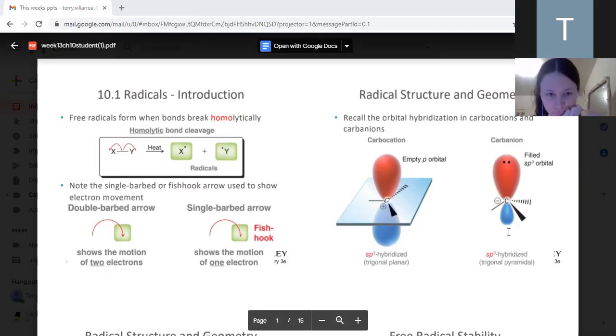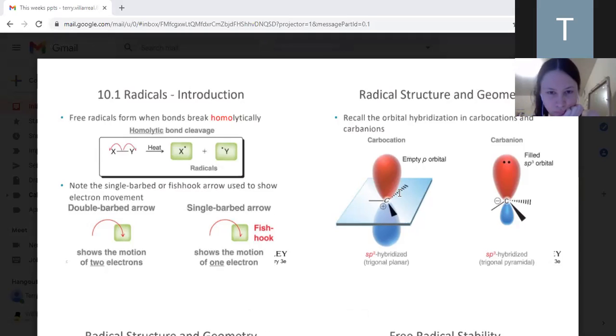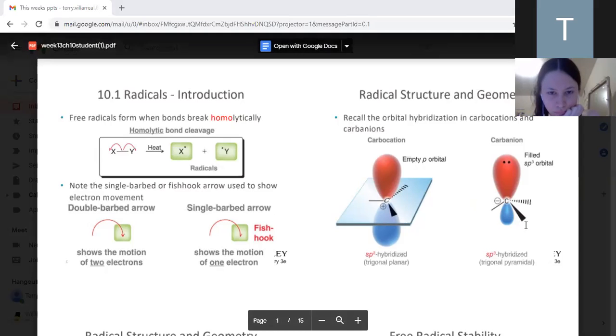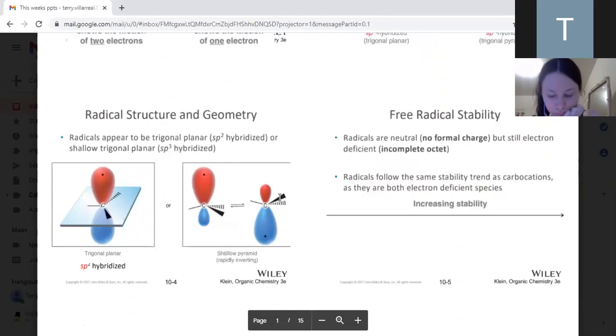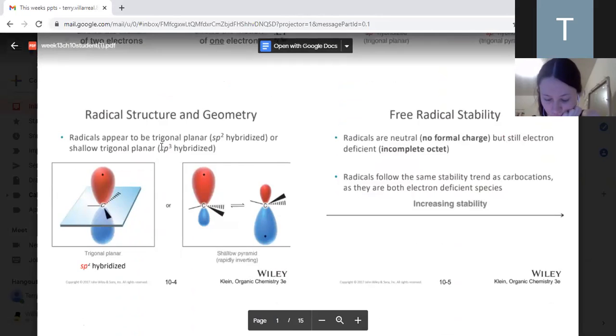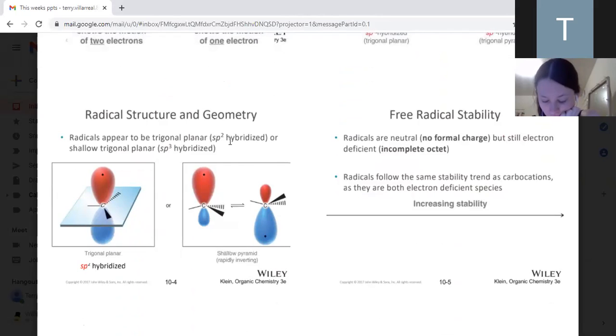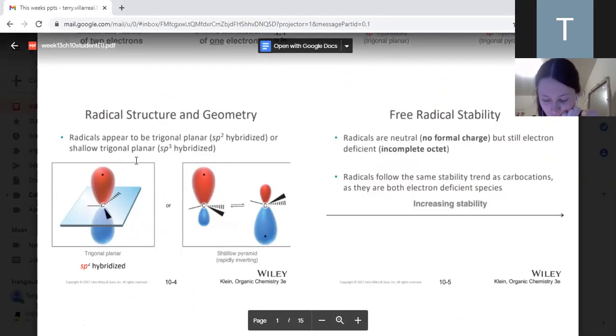But when we have a carbanion, a carbon with a lone pair, this is still sp3 hybridized. The difference here is that carbocations have an empty p orbital, and the carbanion has a full p orbital. This is going to be important because now when we think about the radical structure of geometry, radicals appear to be trigonal planar. They appear to be sp2 hybridized, or you can say they have shallow trigonal planar sp3. But just for the sake of argument, we usually say that it's sp2 hybridized.